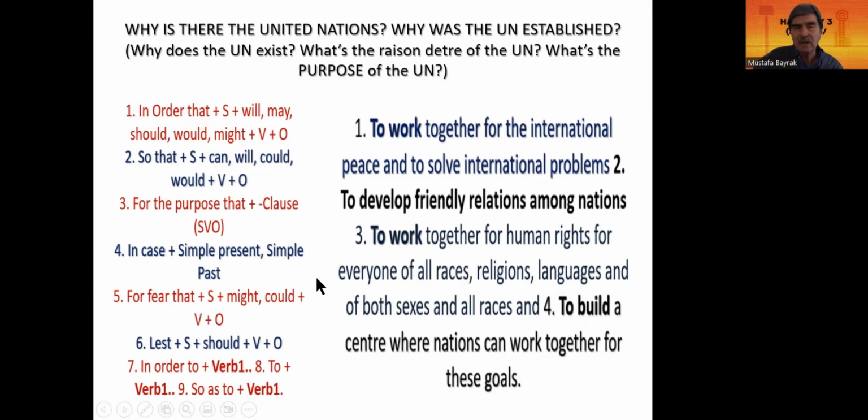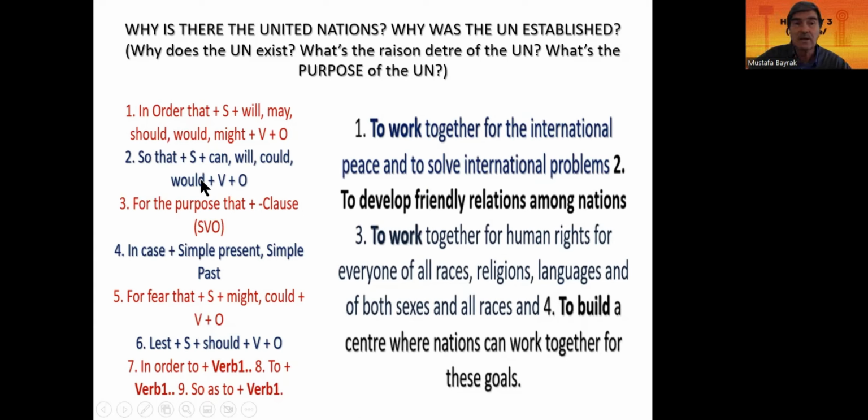Or the United Nations was established, was built in order that people would come together and could work together for the valuable goals of all humanity. Or, for example, again, why was it established? It was established so that, let's turn to the first goal, for example, the United Nations was established in order that people would work together for the international peace and solve international problems.